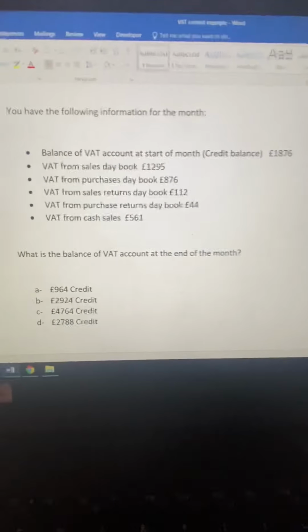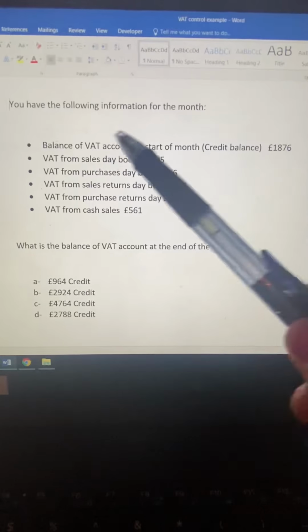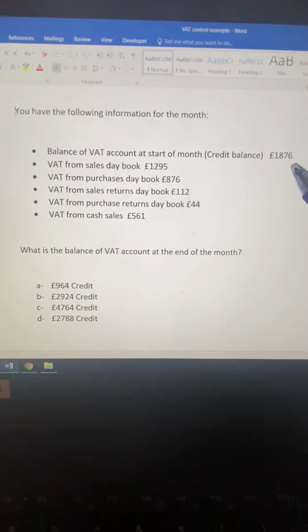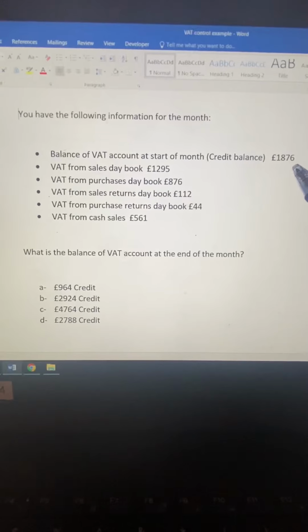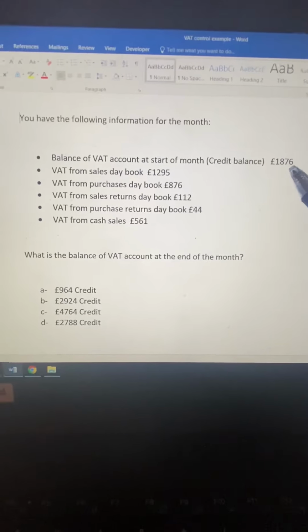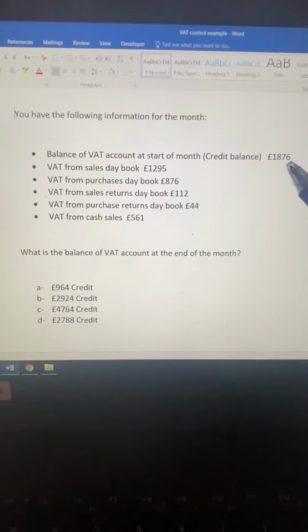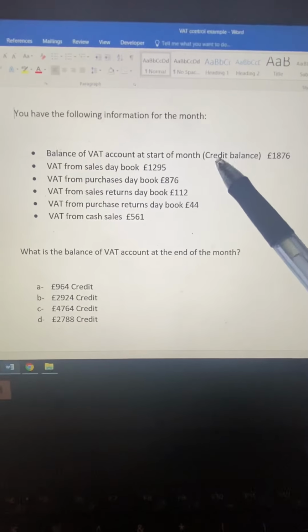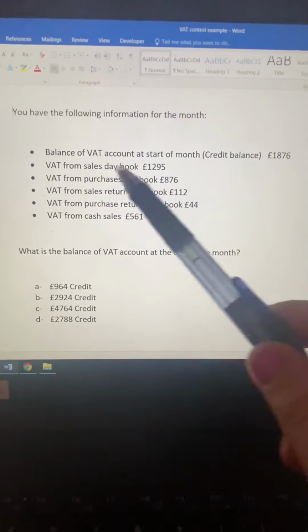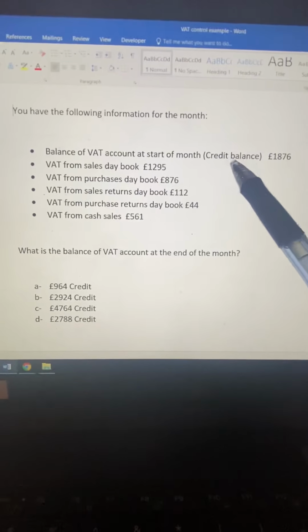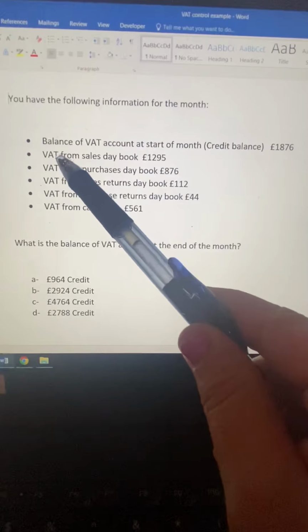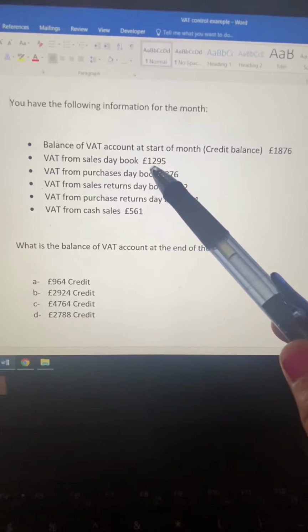So starting point for this T account, we've been told the balance at the start of the month is a credit balance of 1876. Now, don't forget, VAT, you can be owed VAT, which would be an asset, which would be a debit balance, or you can owe VAT, which is a liability, which is a credit balance, which would be what this particular question is. They owe VAT because it's a credit balance of 1876. Okay. Then we've been told that there is VAT from the sales day book of 1295.